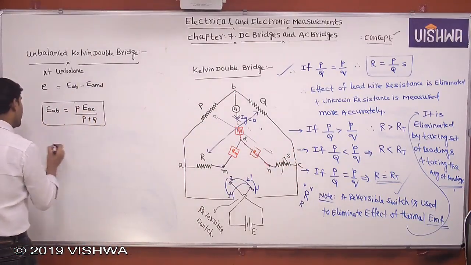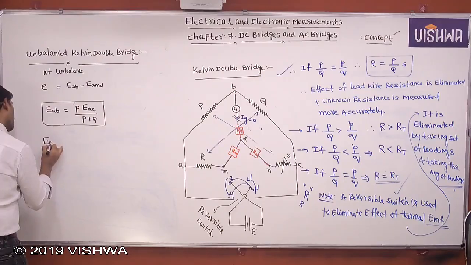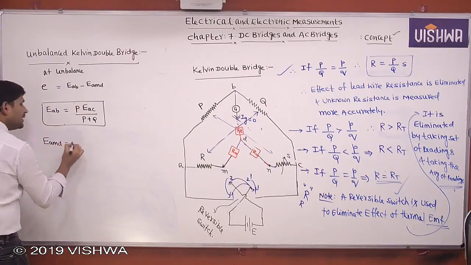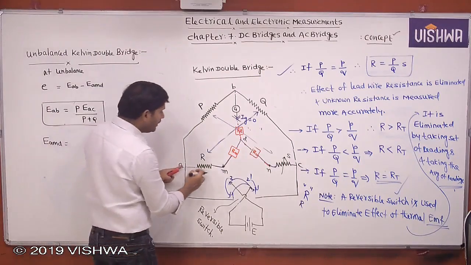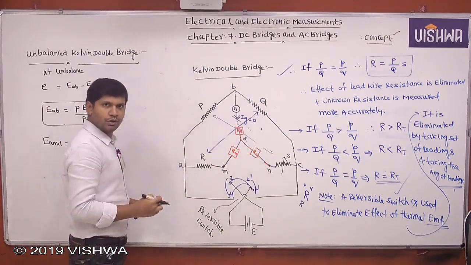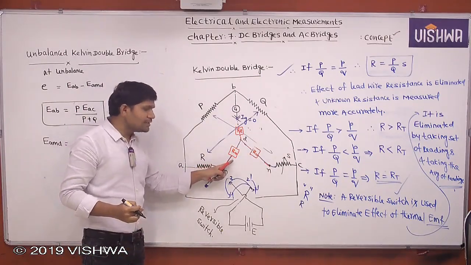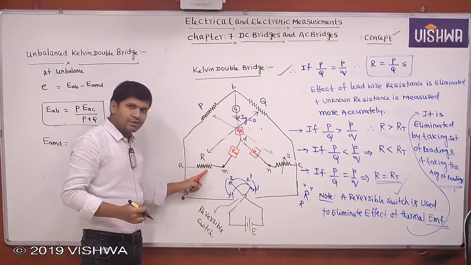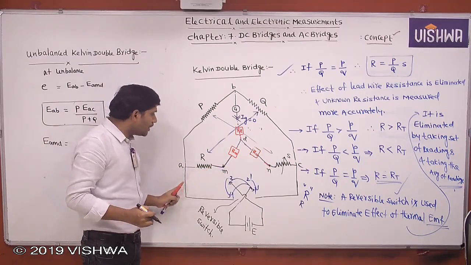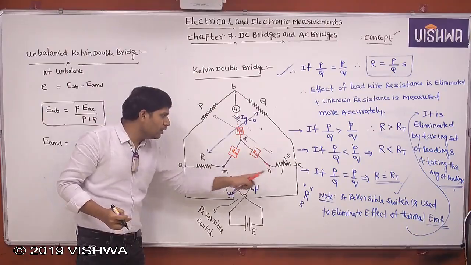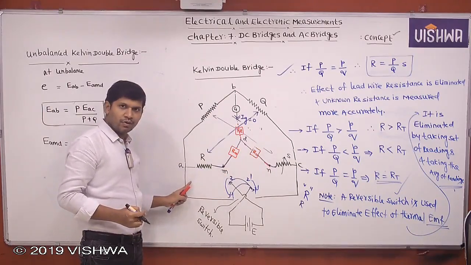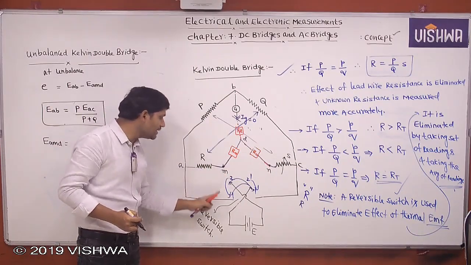Now I want EAMD. How to calculate EAMD? Tell me. This voltage you want, the EAMD voltage. What is this resistance? You know. Then what is this resistance? You know. Now what is the total voltage? Total voltage equals EAC. Understood? EAC is nothing but E.